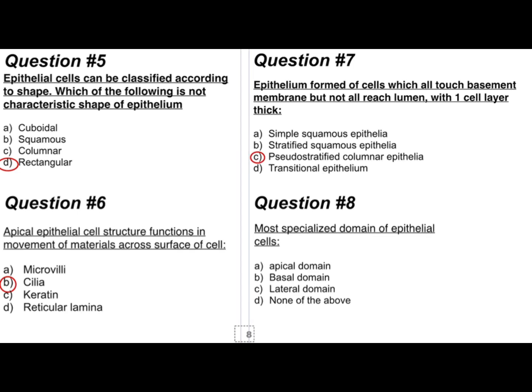Now concerning question 8. The most specialized domain of the epithelial cell: A, apical domain, B, basal domain, C, lateral domain, D, none of the above. As we know, since the apical domain contains most of the proteins necessary for the specific function of the cell, then we can say that the apical domain is the most specialized domain of the epithelial cells.